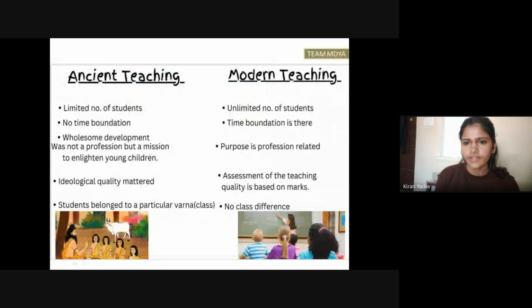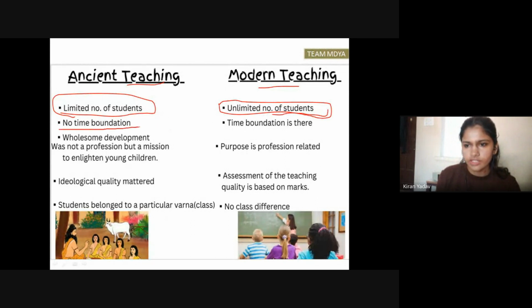So what's the difference between ancient teaching and modern teaching? In ancient teaching, there used to be a limited number of students, but in today's time, there are unlimited numbers of students, and we have many facilities available. Many developments have taken place in the education system. So there can be an unlimited number of students, like through online sources and others.